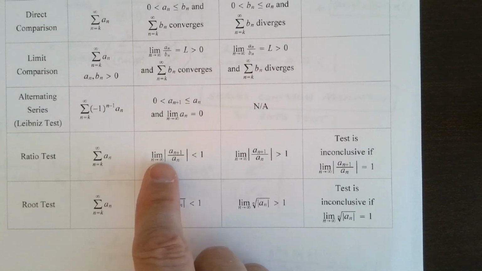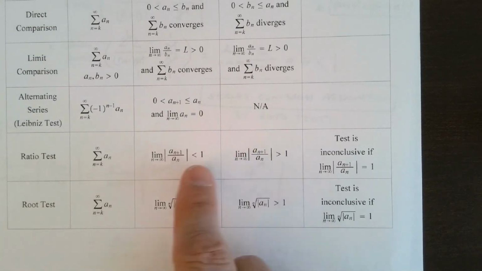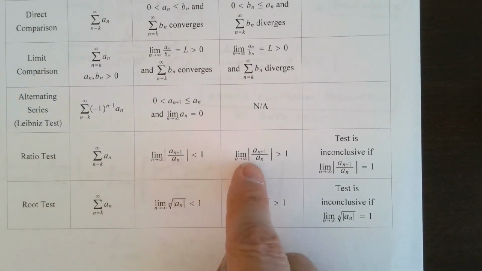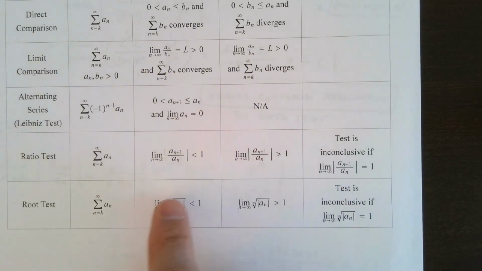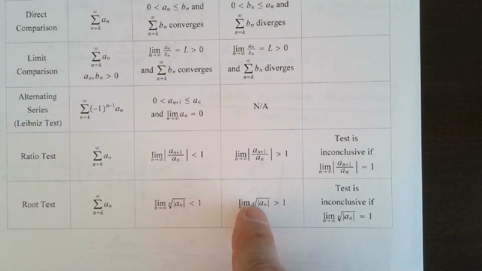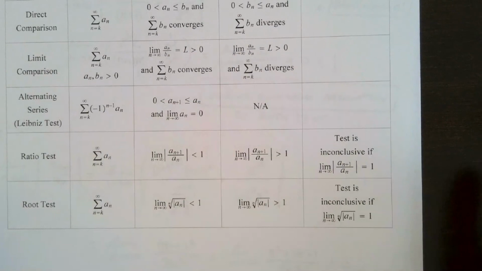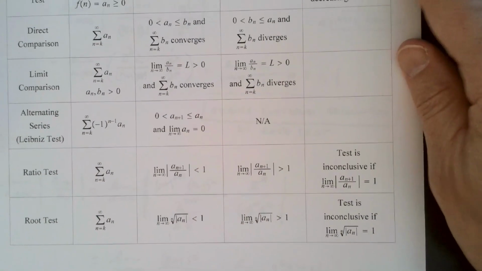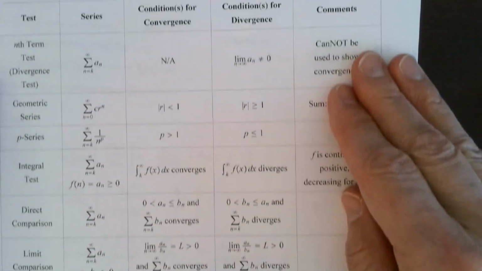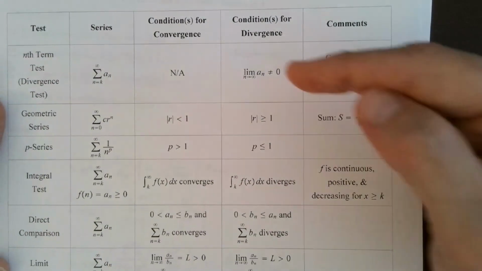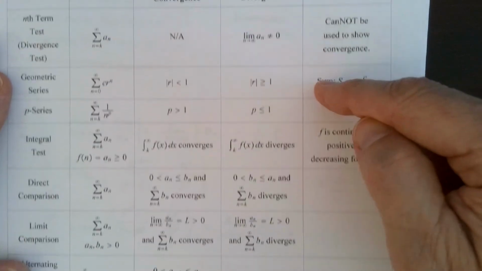And then the ratio test we talked about, right? Conditions for convergence: if this limit is less than 1, converges; greater than 1, diverges; inconclusive if it's equal to 1. And then for the root test, very similar, we just looked at those. So there it is, the complete summary of all your tests. And that's sort of the order I would use if I'm trying to decide which test to use. Start here and work your way down.